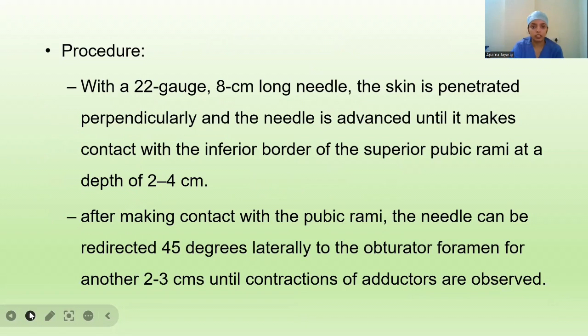Again, after giving a local injection, with a 22 gauge 8 centimeter long needle, the skin is penetrated perpendicularly and the needle is advanced until it contacts the inferior part of the superior pubic ramus. It usually happens at a depth of 2 to 4 centimeters. After contacting the pubic ramus, it is redirected 45 degrees laterally into the obturator foramen for another 2 to 3 centimeters to see contractions of the adductors.